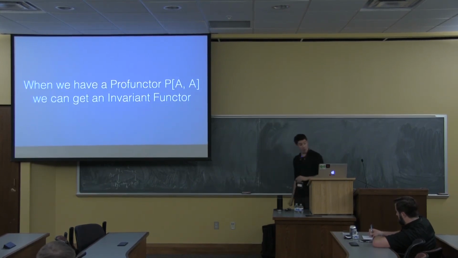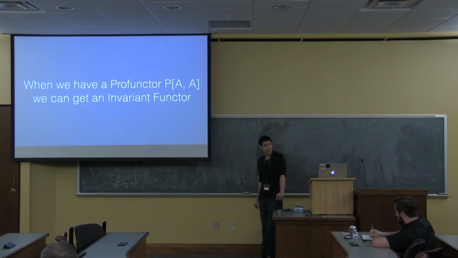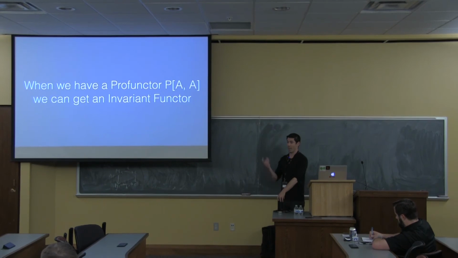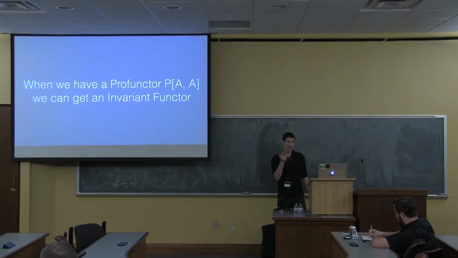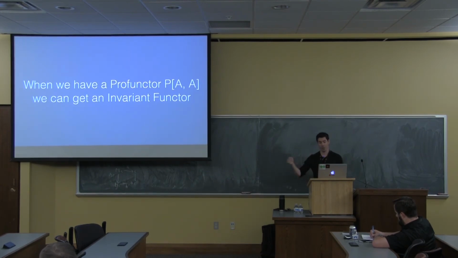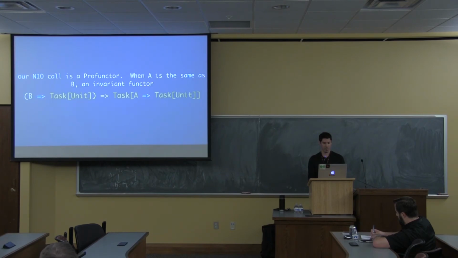All right, when we have a profunctor of P A A, we can actually get an invariant functor. Remember, that's the one that I was talking about, that if you have an A, and if you take a B to A and an A to B, you can go from an F A to an F B. Same thing with profunctor. If your profunctor is P A A, you can go to P B B because you have those mappings on both sides. So you can actually derive the invariant functor class from profunctor when your profunctor is P A A. So our NIO call is a profunctor. In ways that A is the same as B, it's an invariant functor.